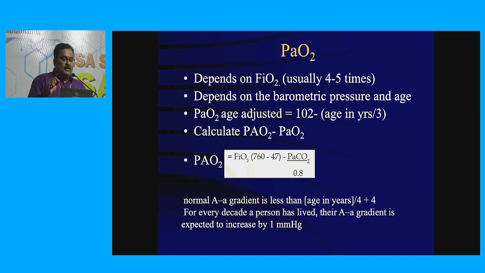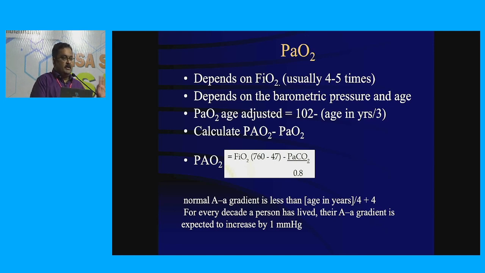So what is the normal alveolar arterial gradient? 5 to 25. Good. And depending on the age, it is going to be different. The normal is usually less than this formula: age in years divided by 4. You can add a 4 to that. So that is regarding PaO2.